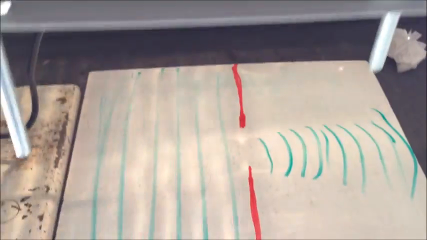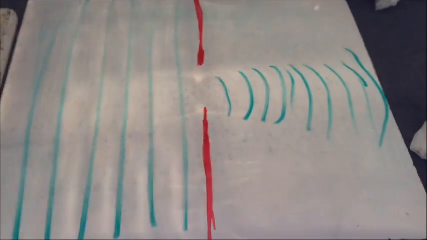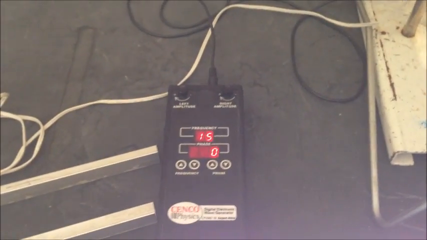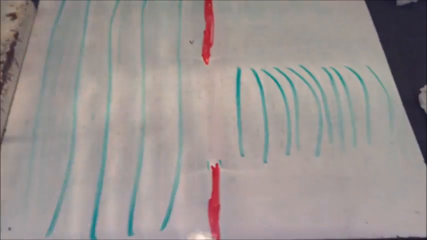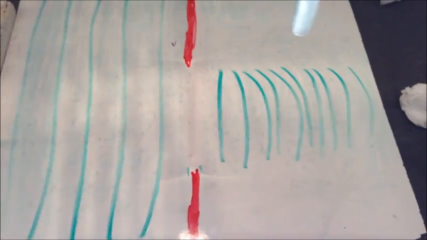This is an example of a small hole and the amount of diffraction that occurs at a frequency of 15. In contrast, this is an example of a big hole and the diffraction that occurs because of it.